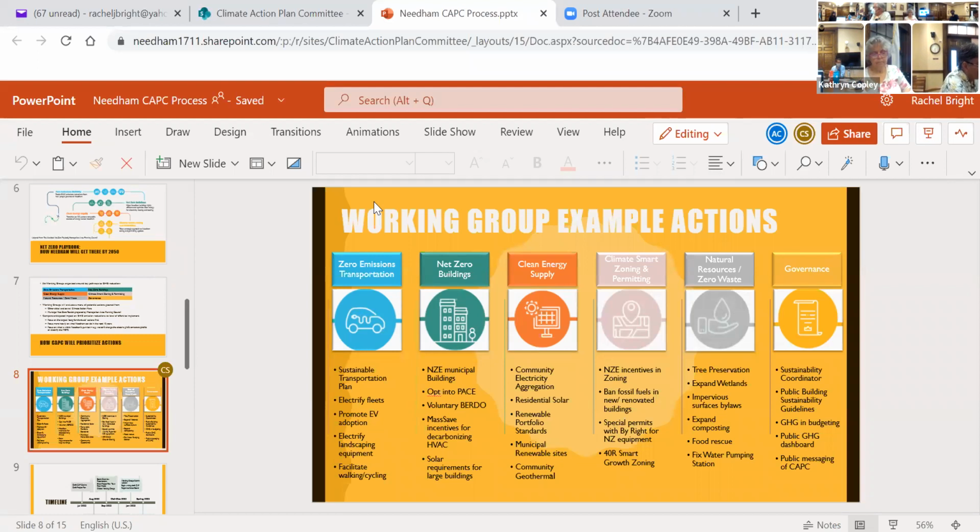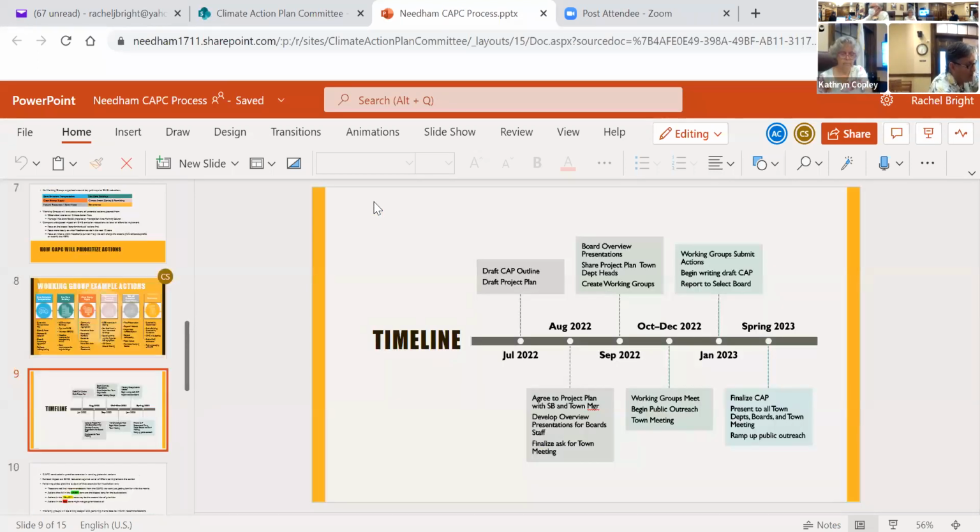So our proposed timeline is here. It is ambitious. We're here in July. We drafted the climate action plan outline. Actually, Nick and Andy have started working on a document that started from Wellesley to give us an outline, so if somebody wants to know what the structure of a climate action plan might look like, we'll have an artifact, and then our draft project plan. Then the goal in August is to essentially agree to the project plan with the select board and town manager.